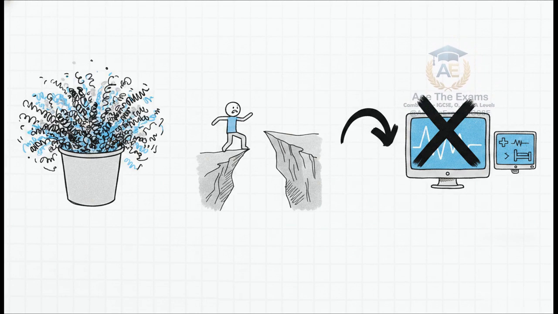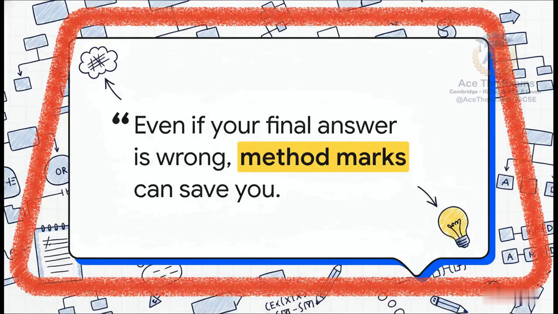Number 3, and honestly, this is the most fatal of them all, providing answers that are not specific to the context given in the question. If the question is about a real-time hospital life support system, your evaluation of clock speed must center entirely on reliability and immediate, guaranteed execution. You can't just talk about generic processing speed. Context is absolutely everything. And this brings us to a massive, critical warning from the examiners themselves.